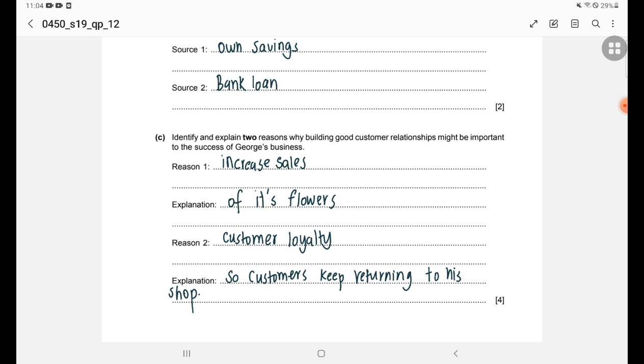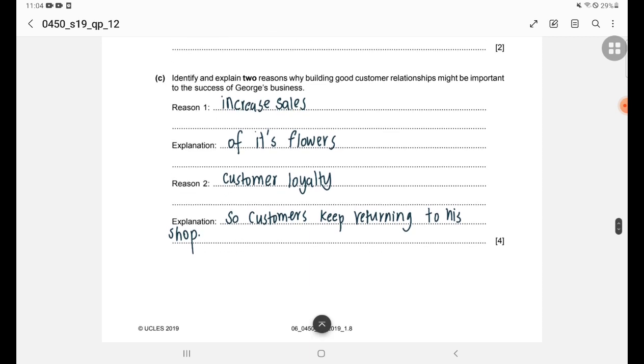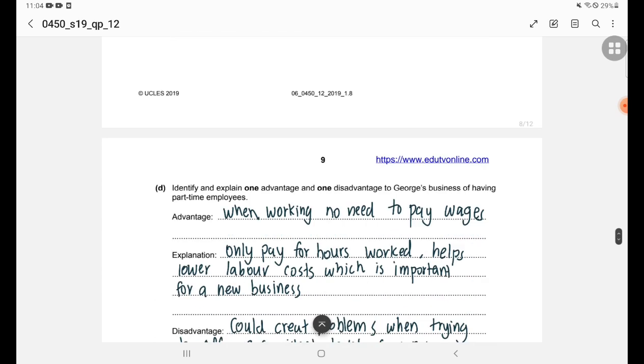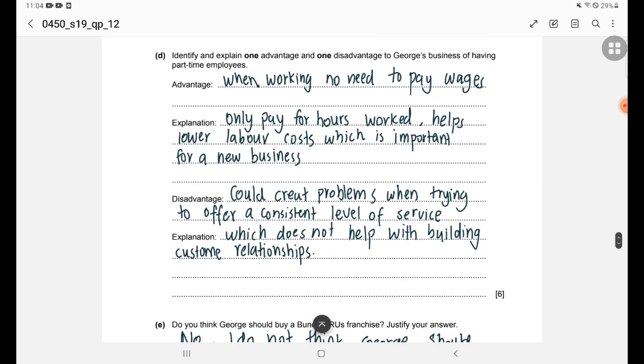And then reason number 2 is of course customer loyalty. So customers keep returning to the shop or to his shop. Or you can say store. This is also a form of an application where you mention the flower store of George. But yeah, that is it for this question. It's pretty simple.